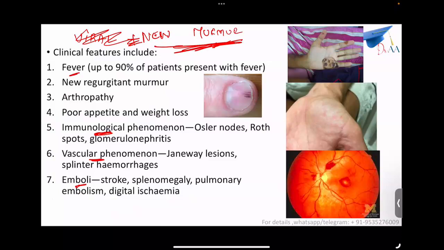So this is an inflammation and it is an infection. So fever will be there. Murmur, I already told.